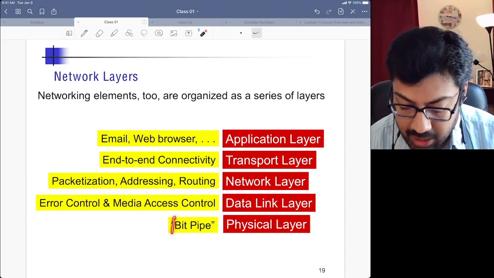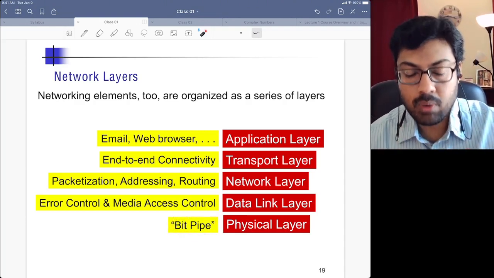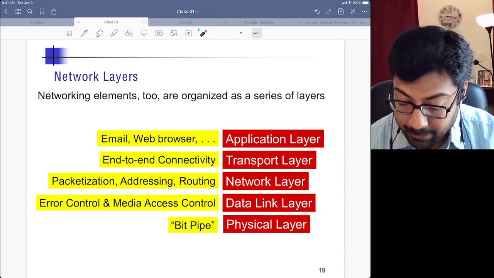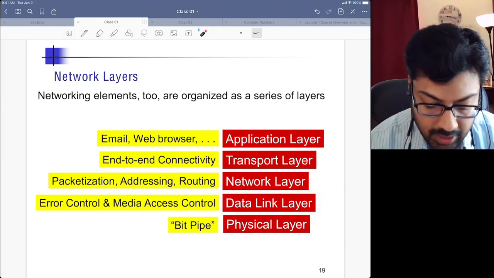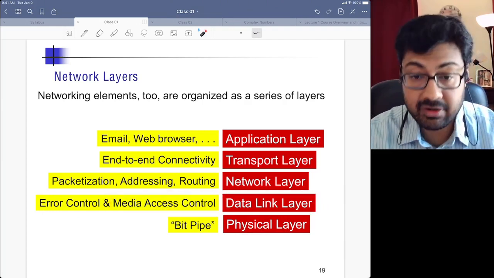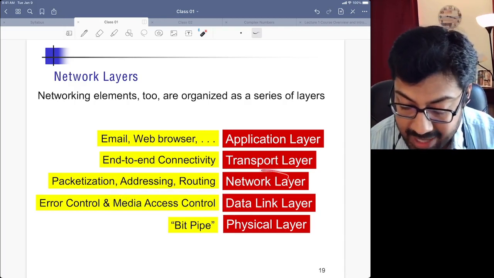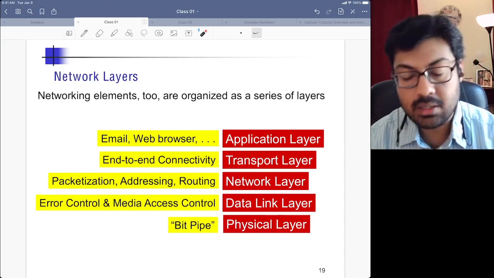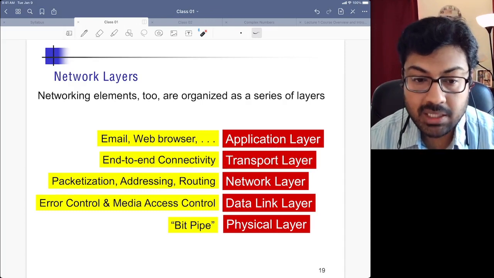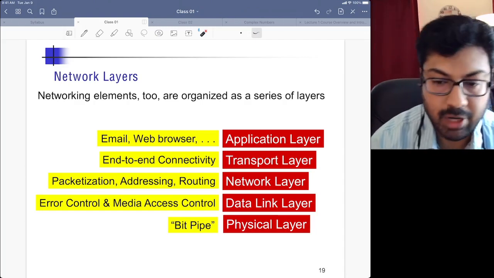So all of these are essentially a bit pipe, right? Take a bit sequence and relay it from one end of your pipe to the other end. So that's your physical layer. Above that, there is a data link layer, which has the responsibility for error control and also for media access control, or the MAC address that you see on your devices. Above that, you have your network layer, which deals with packetization, addressing, and routing. Above that, you have your transport layer, which maintains end-to-end connectivity. And above that, you have your application layer with the email client and the web browser.